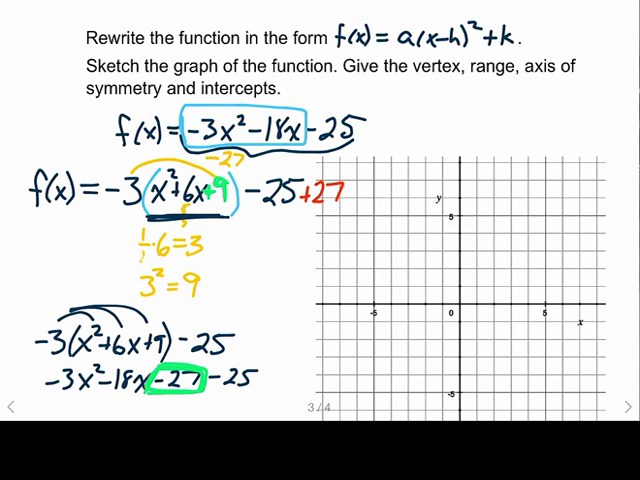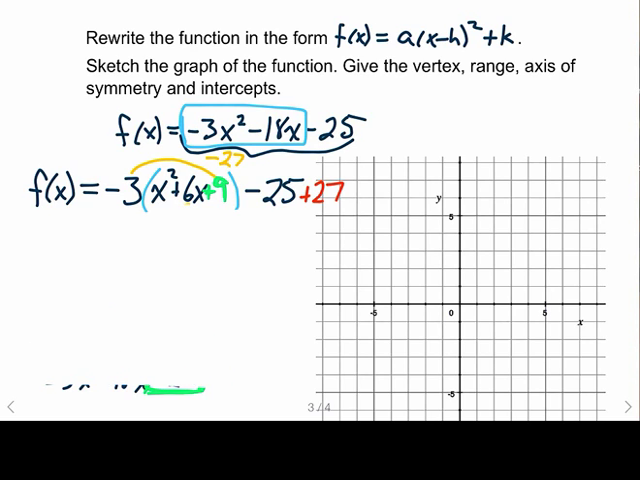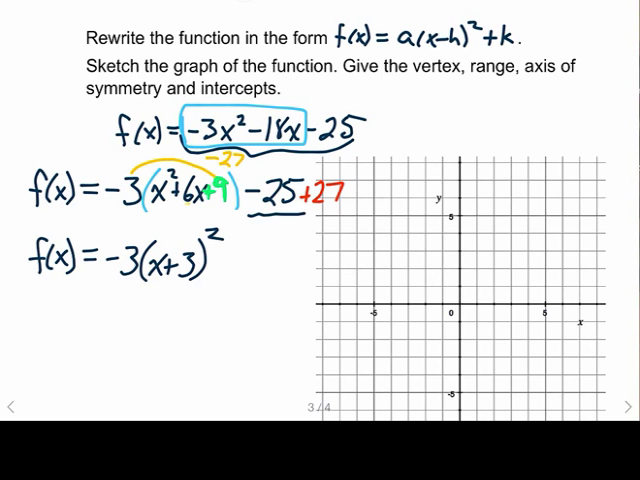Let me get some of this stuff out of my way here, and we're going to rewrite what we have. What we've just done is we've completed the square, which means we can write this function as f of x is equal to negative 3 times the quantity of x plus 3 squared, and then when I simplify that negative 25 plus 27, it becomes plus 2. Now this should look a little familiar.